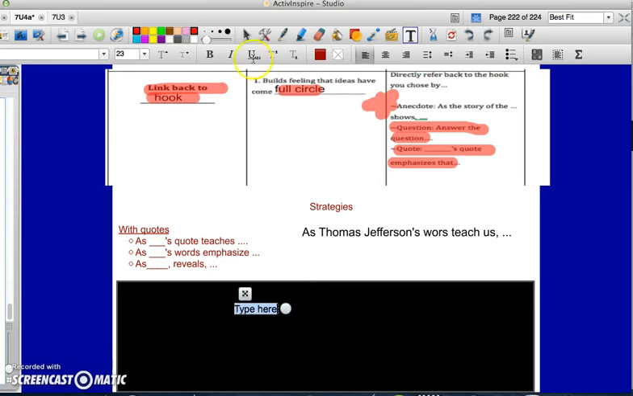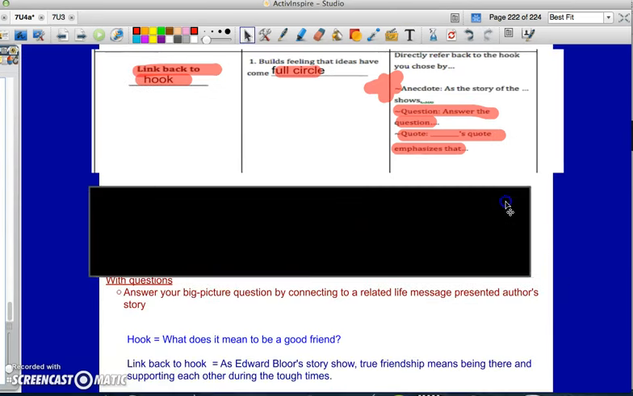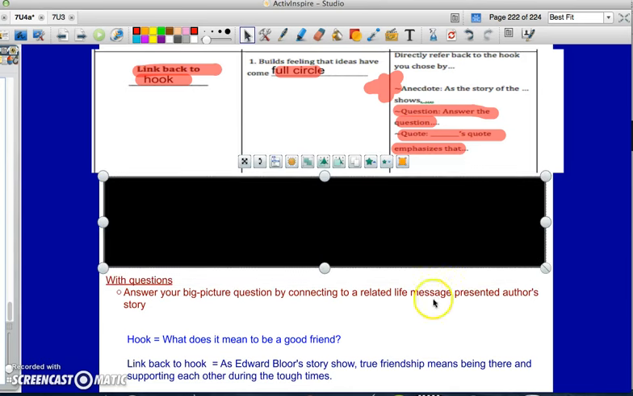So another strategy that we have is for when you ask a question as your hook. With questions, to link back to your hook, you're going to answer your big picture question by connecting it to a related life message presented in the author's story. And I know that that's a mouthful, and I'm going to try to break it down in a second.